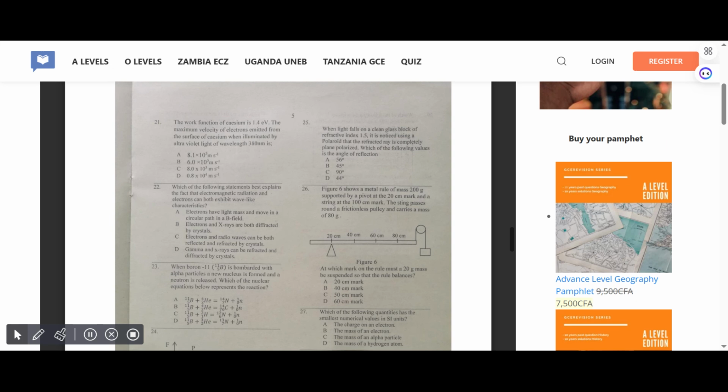23: when boron-11 is bombarded with alpha particles, a new nucleus is found and a neutron is released. Which of the nuclei equations below represents the reaction? Correct answer for 23 is A.